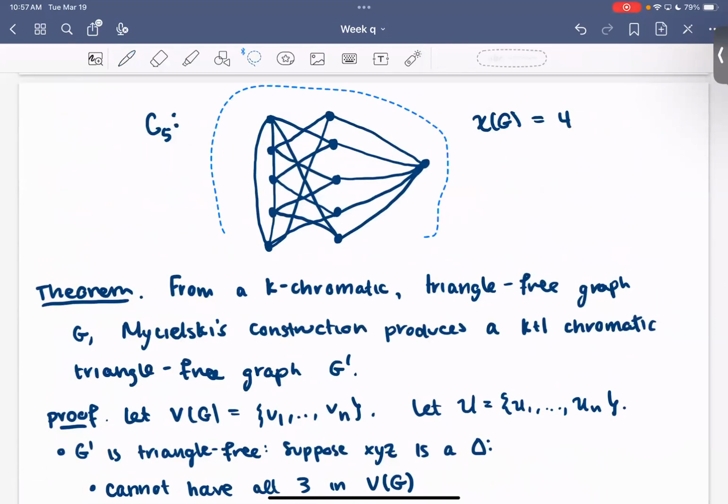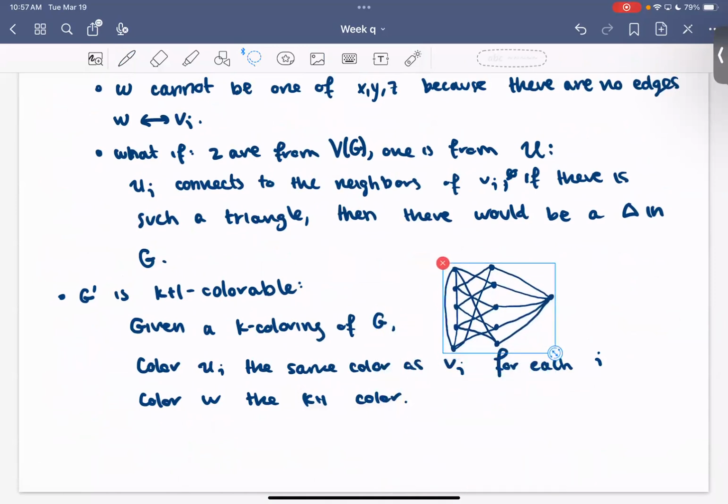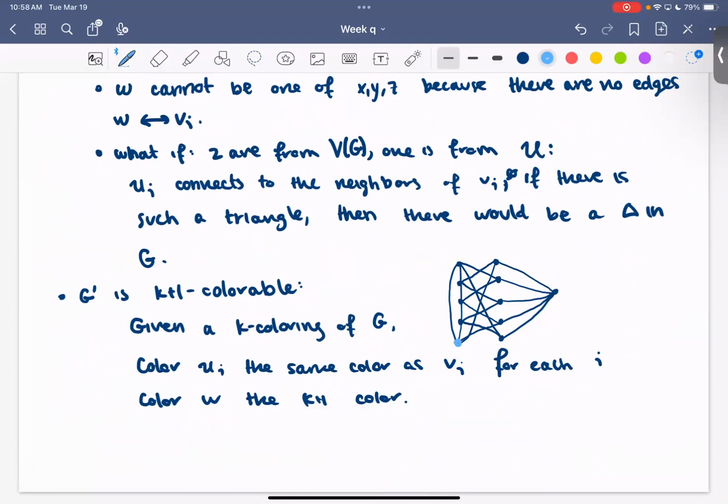Let me grab this picture. So for example, if I have a proper 3 coloring of this cycle, then this would assign each U sub I the same color as the corresponding V sub I. And then we would use our 4th color on the remaining vertex. Okay, so this tells us that chi of G prime is less than or equal to chi of G plus 1, right? But perhaps it's possible to make some coloring by fewer colors. So let's see why we also can't do that.